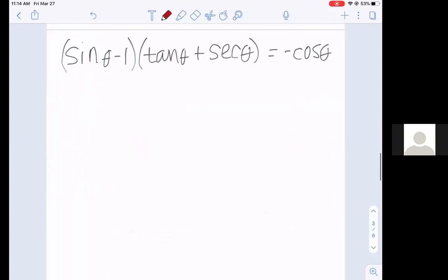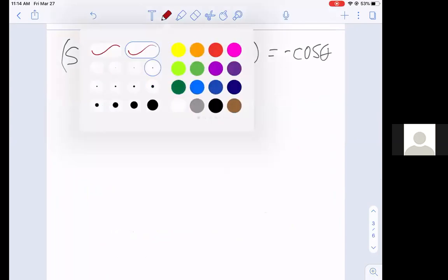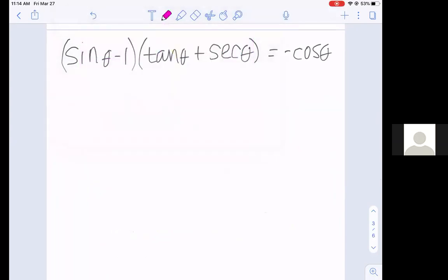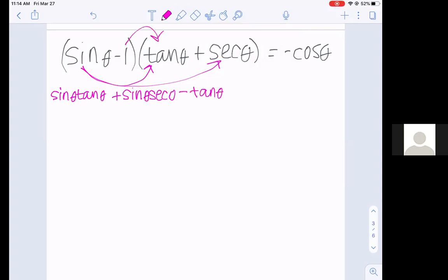Okay, we've got this example here, and for this example, the left side is definitely what I'm going to pick, and I'm going to start by foiling. So I'm going to go sine times tangent. So first, outer, so plus sine secant, okay, inner minus tangent, and last minus secant.